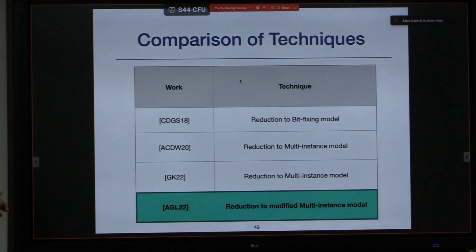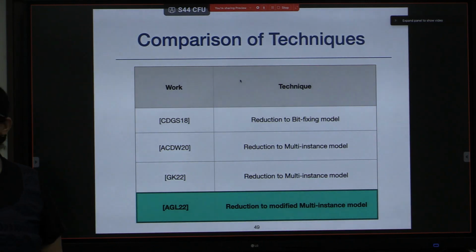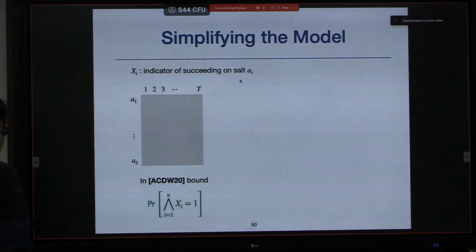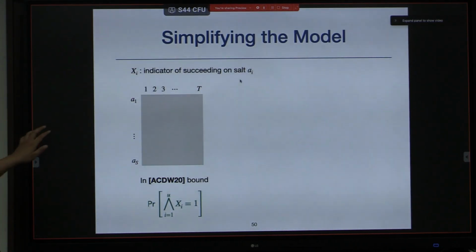In our 2022 paper, we still reduced to the multi-instance model, but how we analyzed it was a bit different. Say xi is the indicator that you succeed on the ith instance. In the ACTW20 paper, we were trying to bound this probability that you win on all challenges, x1 to xs.